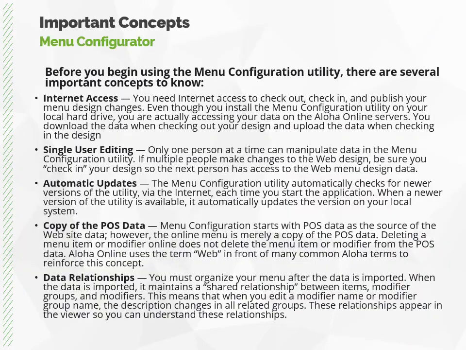Before you begin using the Menu Configurator utility, there are several important concepts to know. Internet access. You need internet access to check out, check in, and publish your menu design changes. Even though you install the Menu Configurator utility on your local hard drive, you are actually accessing the data on the Aloha online servers. You download the data when checking out your design and upload the data when checking in the design.